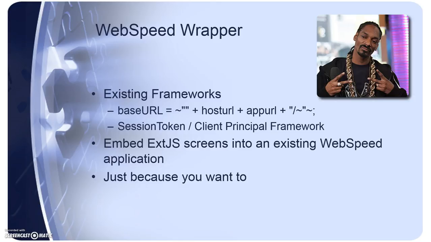In existing Webspeed, we took advantage of host URL and app URL within a CGI wrapper, and it's easy and it works really well. We also have an existing security type of framework where we pass a session token around. All of our web services have to get that session token before they will return any data. I didn't want to rewrite all that in JavaScript. We have that. So at the end of the presentation, I'll show you how we have Webspeed calling Sencha.